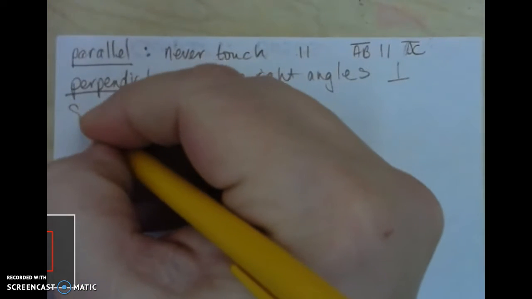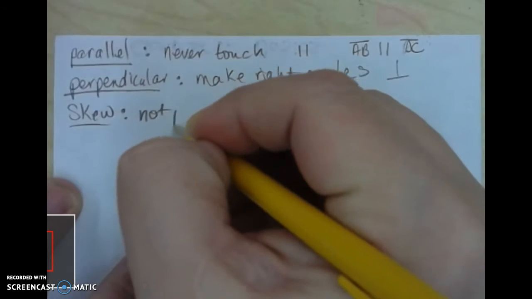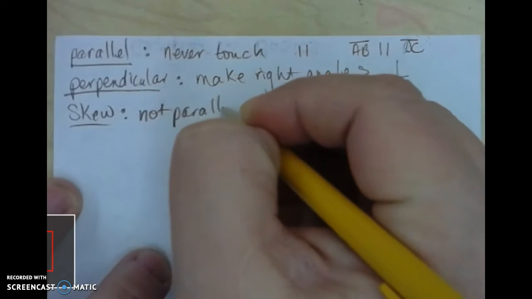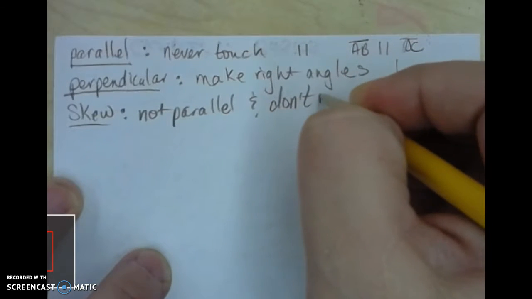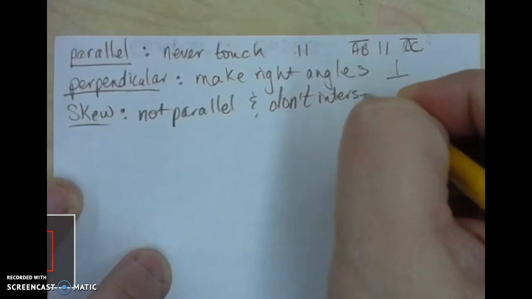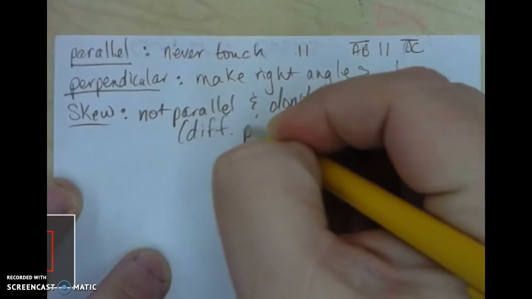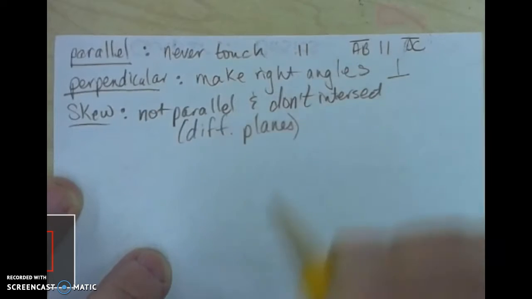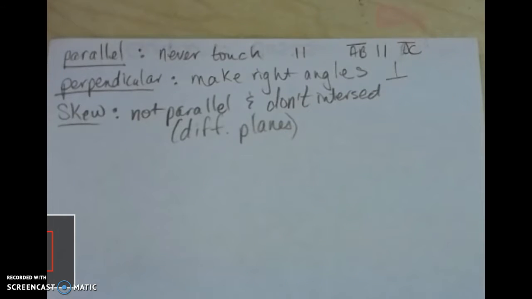The next one we have is skew. And skew is the lines that are not parallel and don't intersect. They also tend to be on different planes. Okay, so skew lines are lines like the blue lines in the classroom. At the front of the classroom there's a horizontal line, and over by where Tyson sits there is a vertical line.